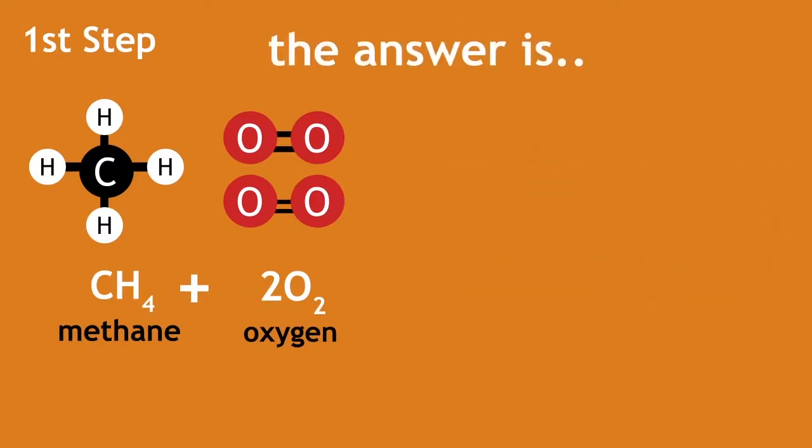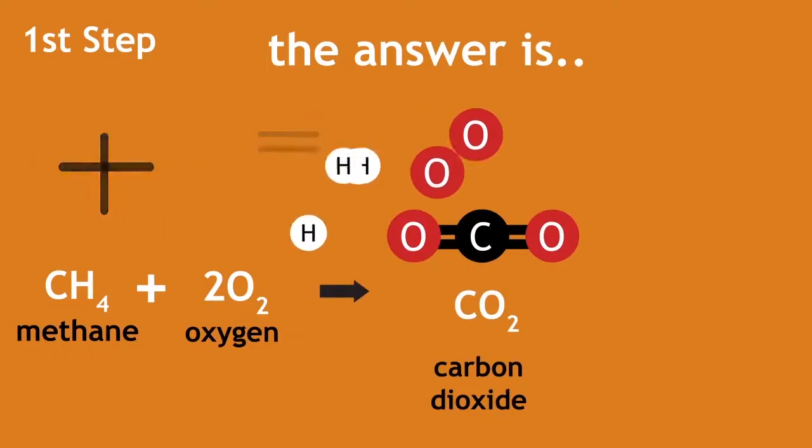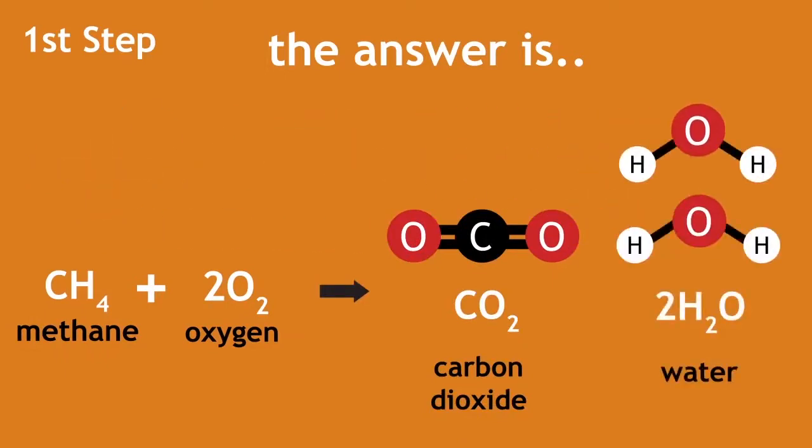The answer is that 1 molecule of methane reacted with 2 molecules of oxygen for it to produce 1 molecule of carbon dioxide and 2 molecules of water. Did you get it right?